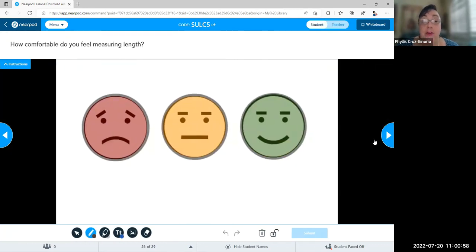Okay. How comfortable do you feel now about measuring the length and comparing the lengths of objects? All right, so if you circle red, you need a lot more help. Yellow, sometimes I kind of keep forgetting to line things up. Just be honest if you need a little help. And green, if I got everything right, the quiz was easy, I got this.